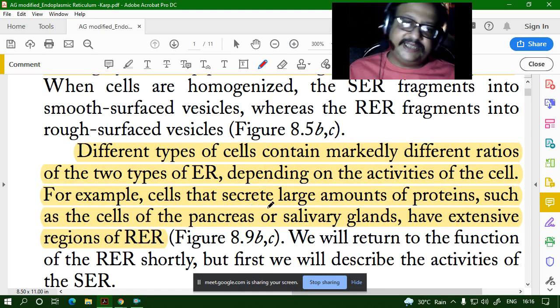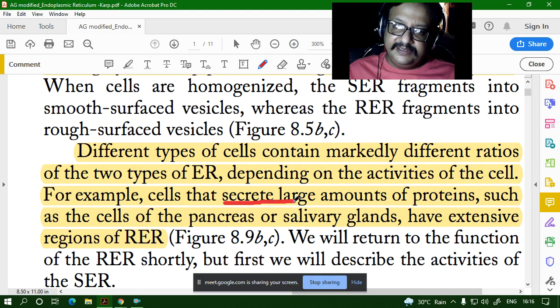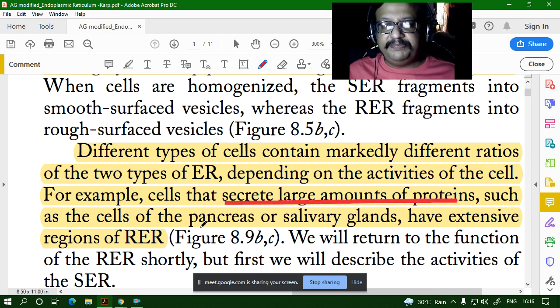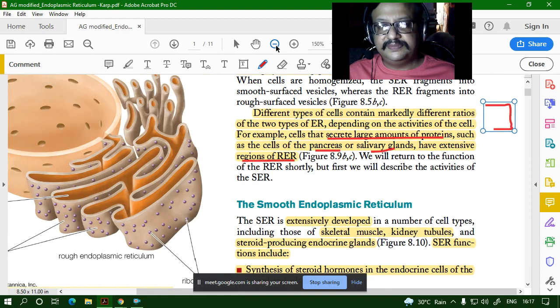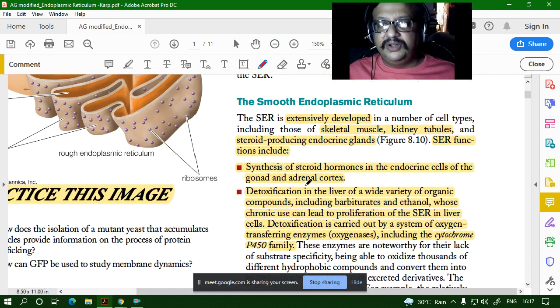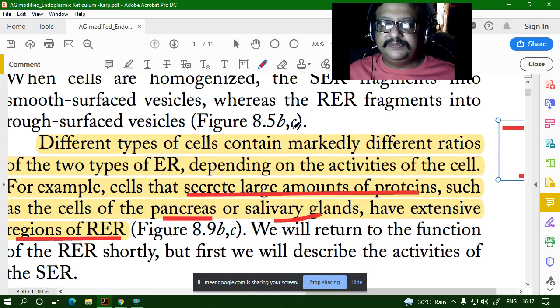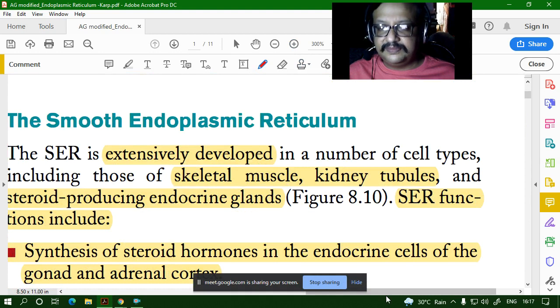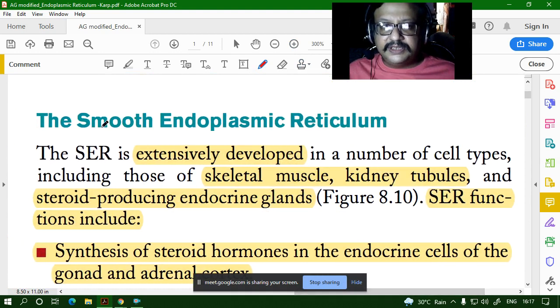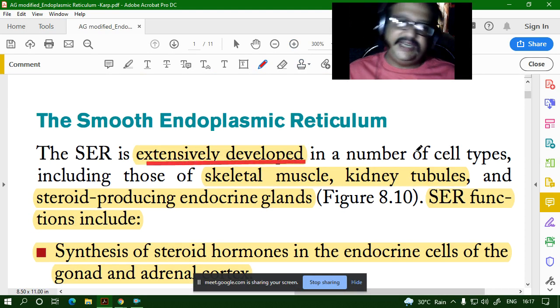For example, cells that secrete large amounts of proteins, such as cells of pancreas or salivary glands, have extensive regions of rough endoplasmic reticulum. Now let us study the smooth endoplasmic reticulum. The smooth endoplasmic reticulum is extensively developed in a number of cell types.